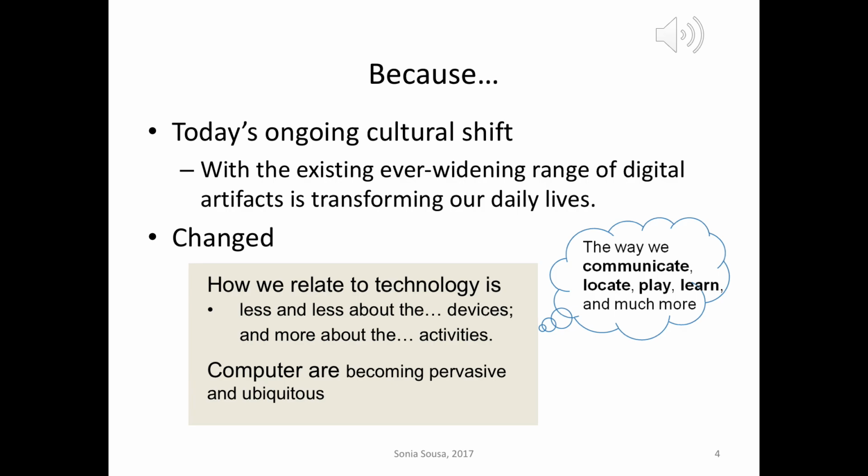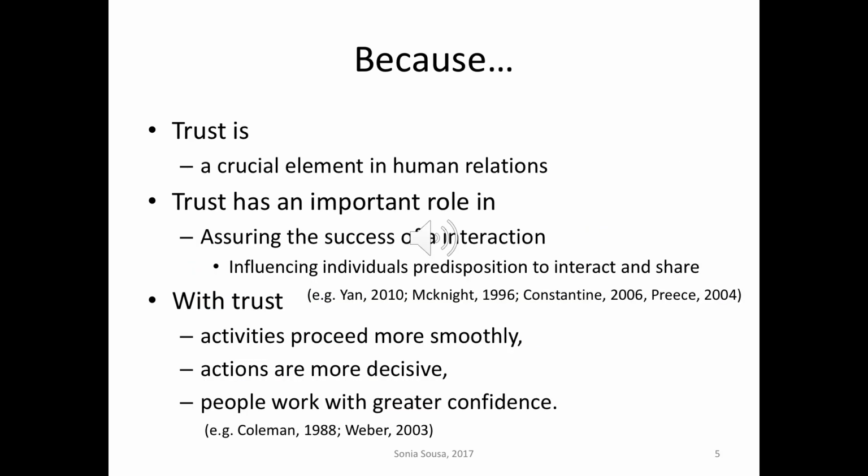As you will know, today we suffer from a cultural shift where we have a range of digital artifacts that are transforming our lives, the way we communicate, locate, play, and learn. And it becomes a life with less and less about the devices, but more about the activities that devices enable us to do. So trusting in these devices and the activities that they enable us to do is an important issue for sustainability. Trust is a crucial element in human relations.